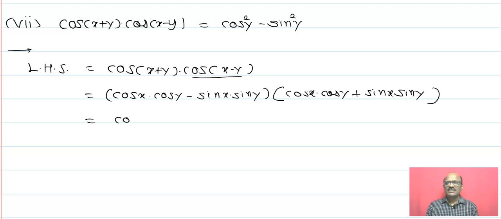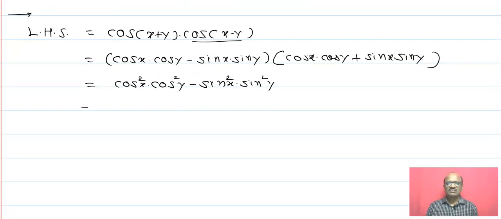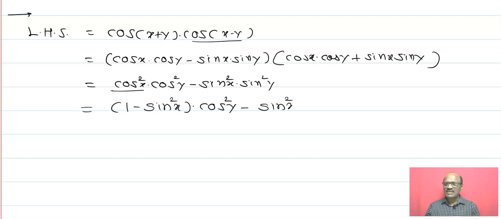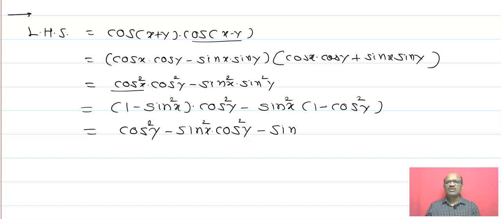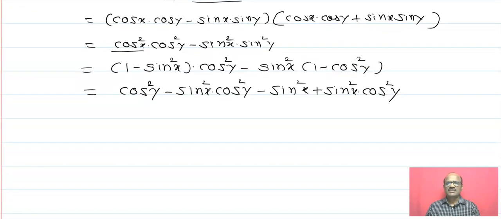Now see this, this is of the form a minus b into a plus b, therefore it is the a square minus b square form, and hence it is cos square x into cos square y minus sin square x into sin square y. Now see this: cos square x is replaced by 1 minus sin square x, because we require the terms sin square x and cos square y. Therefore, instead of cos square x, we write 1 minus sin square x, and instead of sin square y, we replace 1 minus cos square y, because the RHS terms contain these.